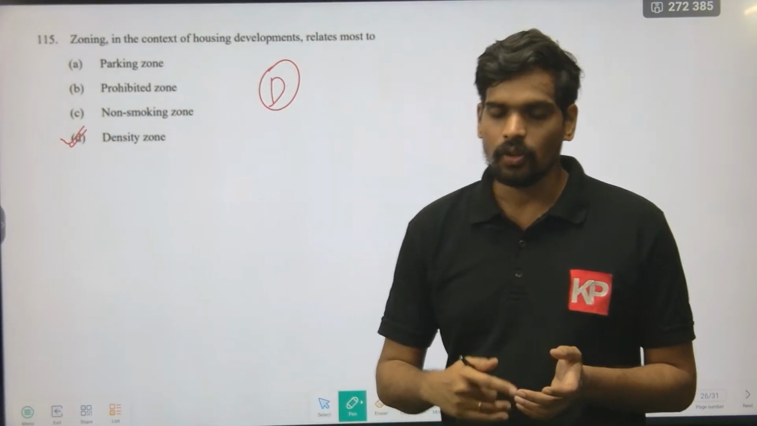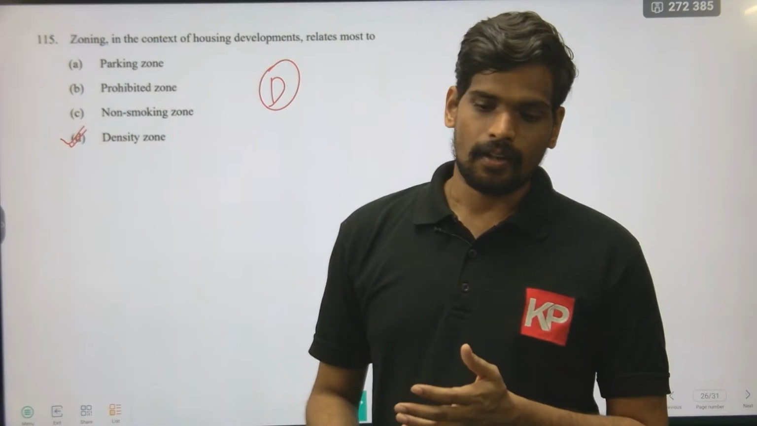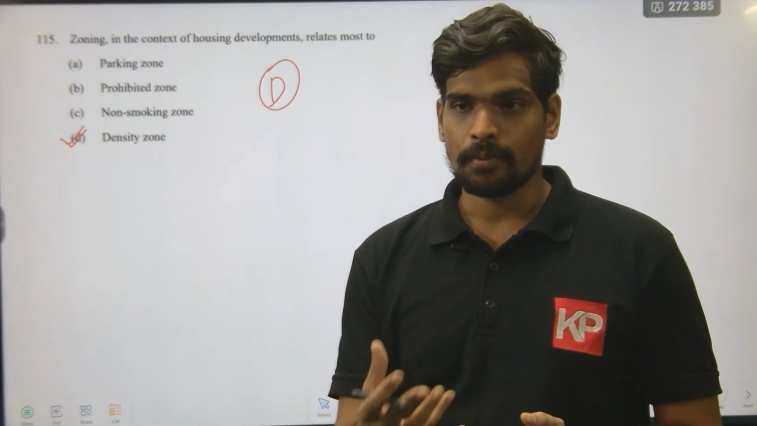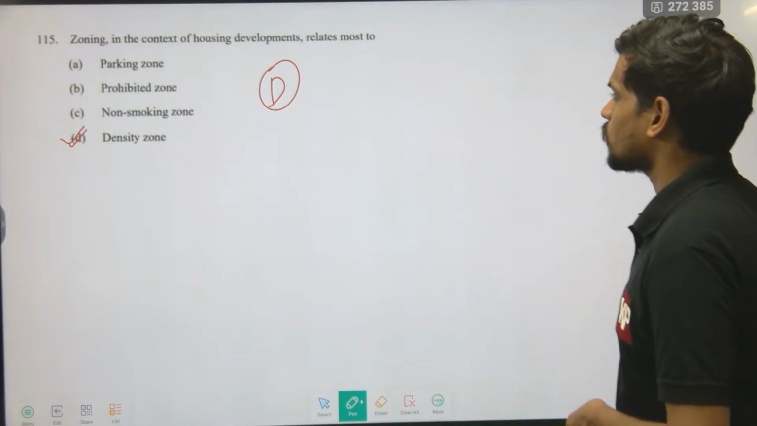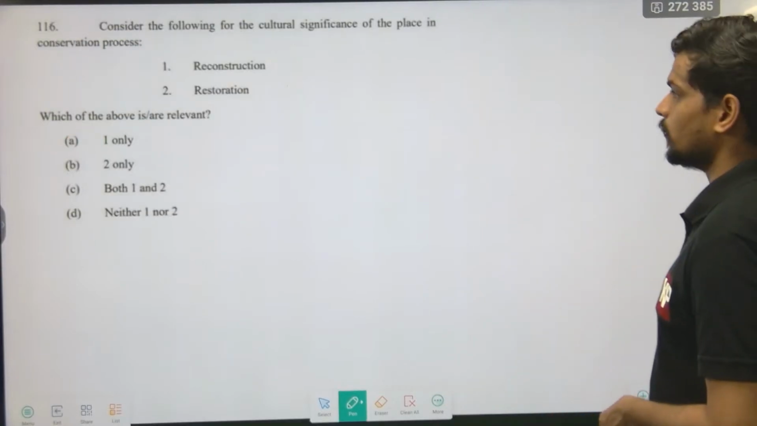From a housing point of view, there are always housing densities, generally expressed in dwelling units per hectare, and zoning is also done in the context of density zones. So D is the correct answer from a housing point of view.